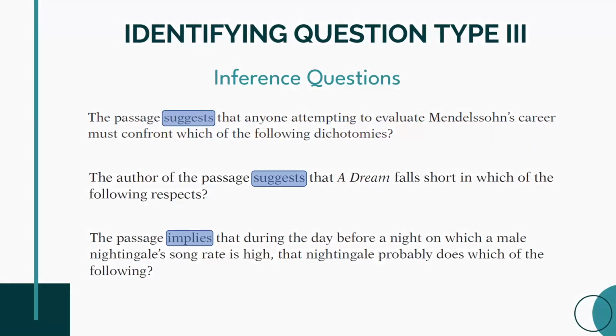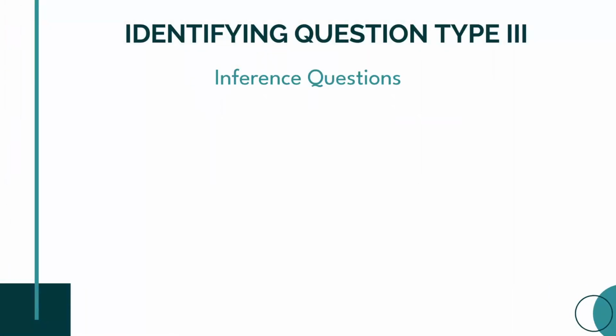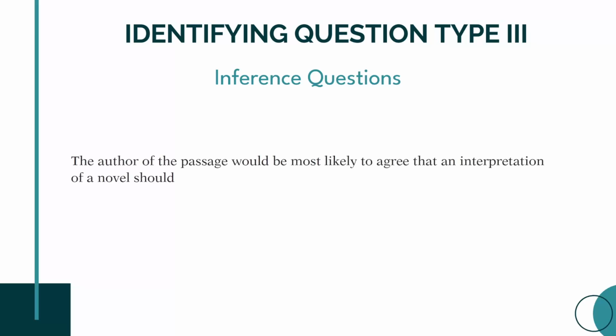And then finally, inference questions might not have the word infer or imply or suggest at all. They might be phrased a little bit differently. So take, for example, this one right here. The author of the passage would be most likely to agree that an interpretation of a novel should. How do I know that this is an inference question? It's going to be because of this language right here. Would be most likely to agree.